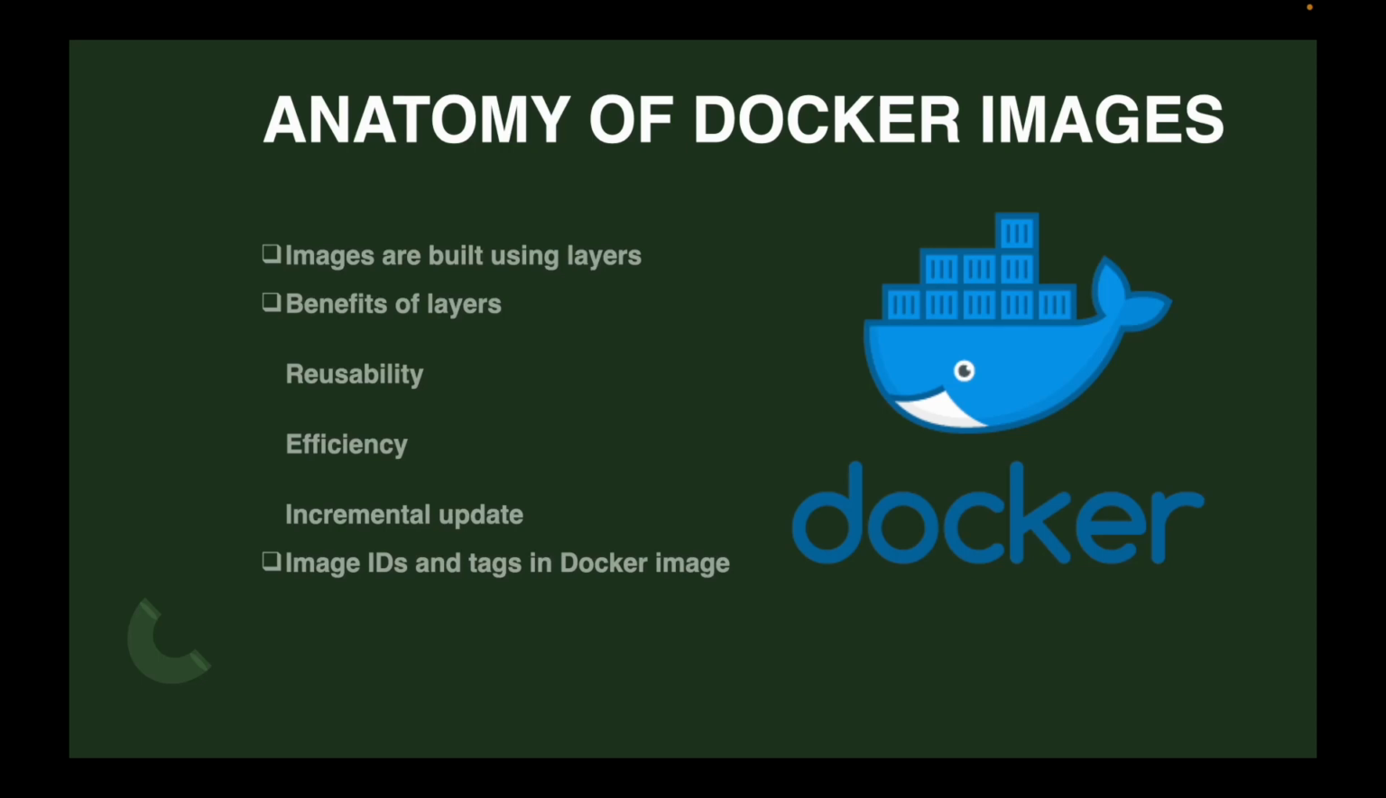The third benefit of using layers in Docker images is incremental update. Layers facilitate incremental updates to the images. When the Dockerfile is modified, only the affected layer needs to be rebuilt rather than the entire image. This reduces build time and allows faster iteration during development. Docker images are identified by a unique image ID and can be tagged with custom labels for easier management. We will see these image ID and tag concepts in our later videos.